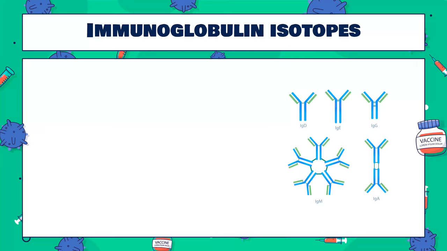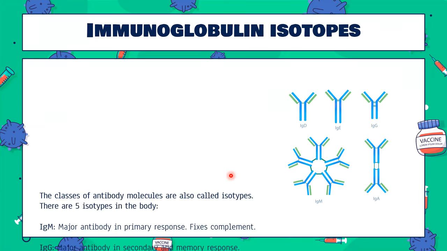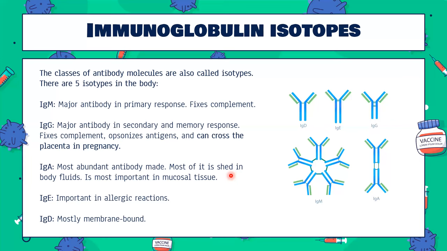But for now, I want you guys to just very briefly be familiar with their names. So we have five different classes of antibodies. These classes can also be called isotypes, right? These isotypes include IgM. So I want you guys to think of M for a mother. She freaks out for you. She's your first responder. She immediately jumps to your rescue, right? So this is a major antibody and a primary response, and it fixes complements.